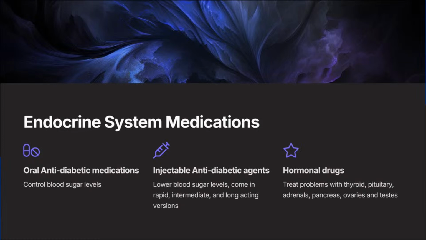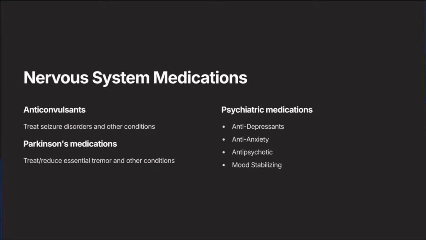Hormonal drugs, yes, the endocrine system actually regulates hormones. So if a person has, let's say, a condition with their thyroid, well, whenever you're giving them their medication for their thyroid, you would be helping with their endocrine system. So the hormonal drugs treat problems with thyroid, pituitary, adrenals, pancreas, ovaries, and testes. So if a person is maybe going through menopause, you may be giving them their hormonal treatment.